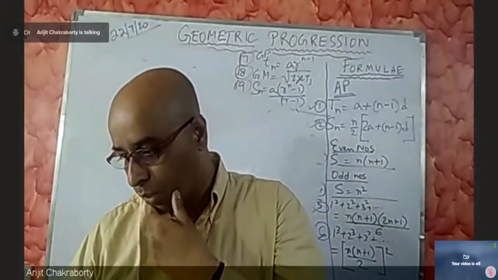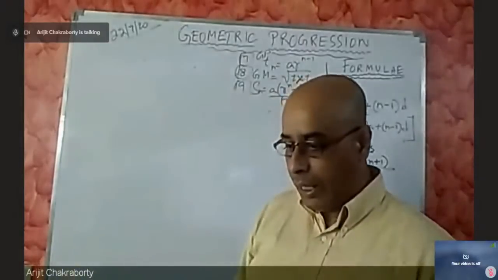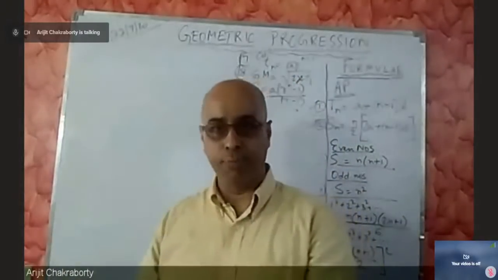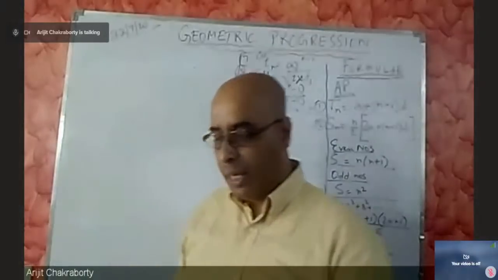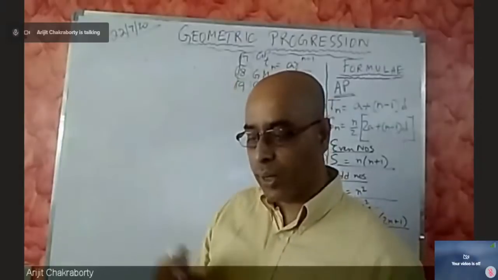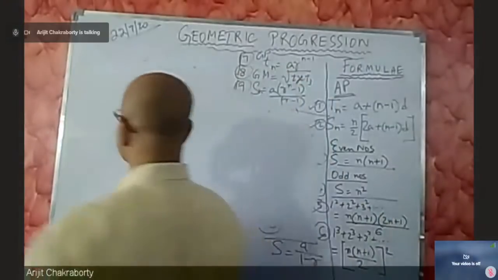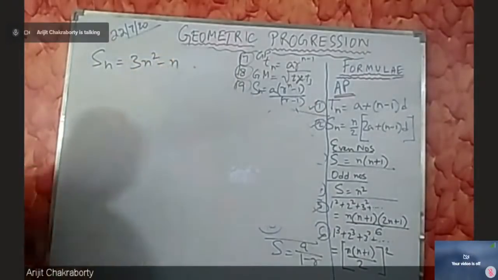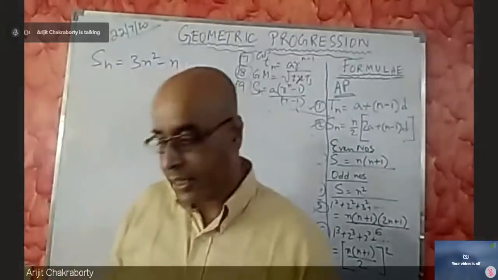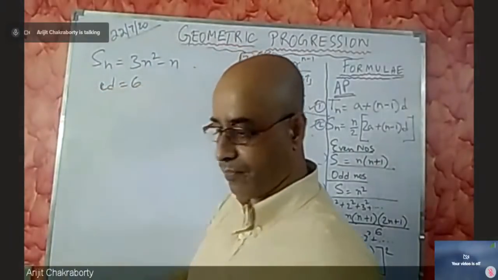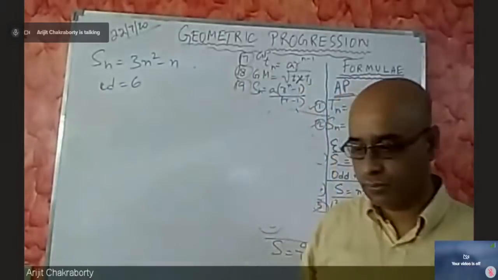Let me take the first one. This is a mix of AP and GP. If the sum of n terms of an AP is 3n squared minus n, and its common difference is equal to 6, what is the first term?